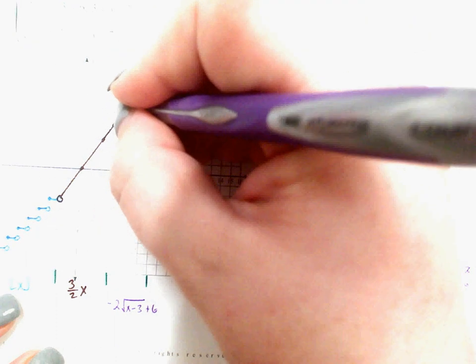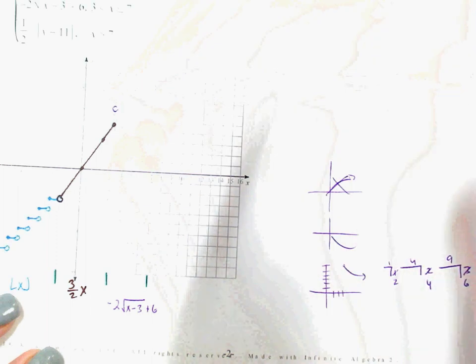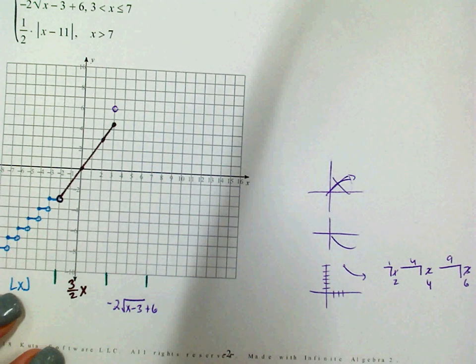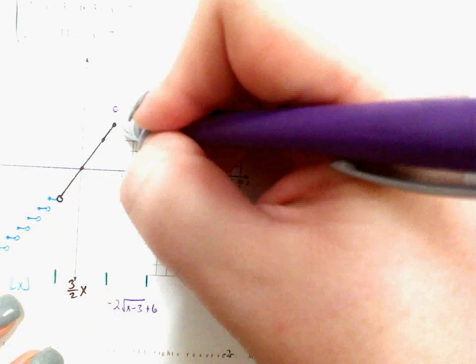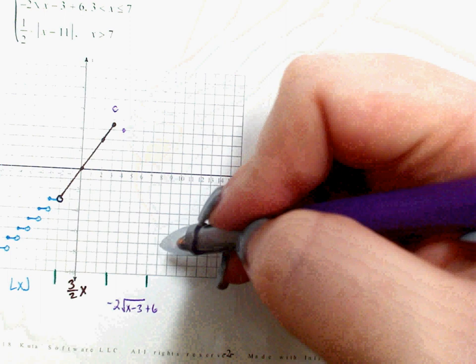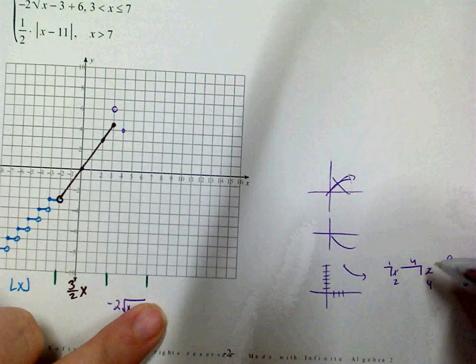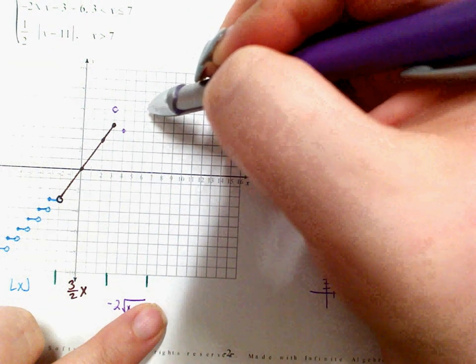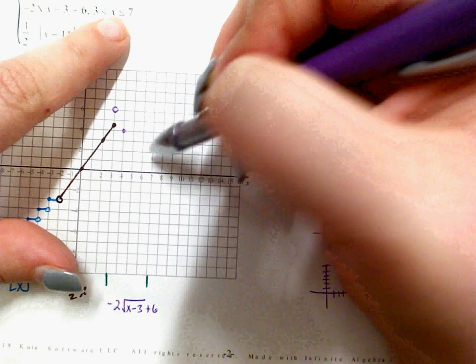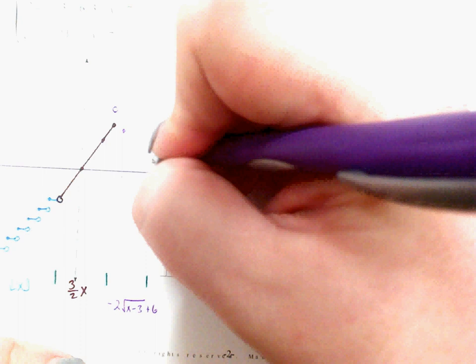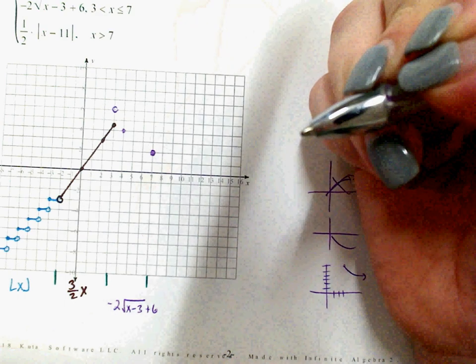I don't know why I counted up 6 when there's a scale on the side, but that's fine. Okay, I'm going to go over 1 and down 2. To the right 1, down 2. And I'm only graphing it until 7. So if I go to the right 4, that puts me at 7, down 1, 2, 3, 4. That is a closed circle right there, because it's an equal to. So then we just connect.